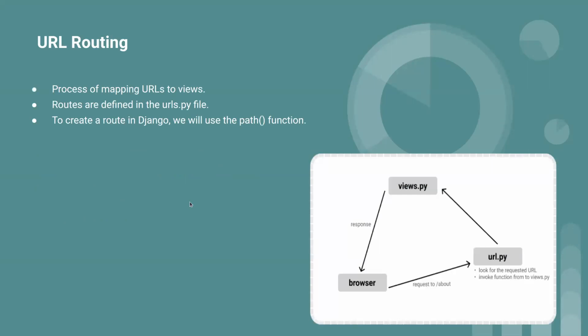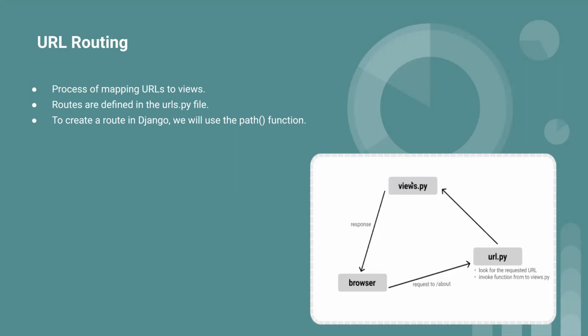The next one is URL routing. URL routing is nothing but the process of mapping URLs to views. Routings are defined in the urls.py file. We use the path function for creating URL routing, which we will see in the demo session.